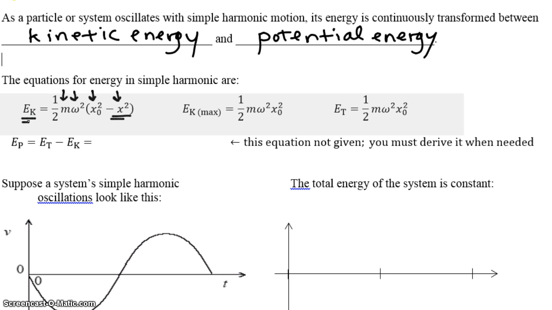Move over to this equation, this one. The total energy depends, as you see, on the mass, the angular frequency squared, and the amplitude squared. That's what it depends on. When the kinetic energy is at a max, all of the total energy equals kinetic, and so you have this: the maximum KE is simply equal to the total energy.